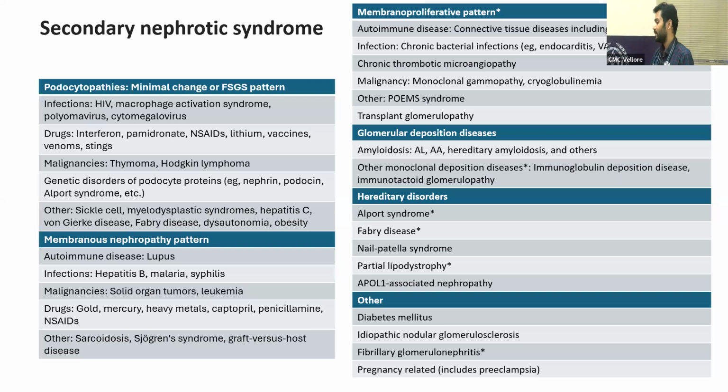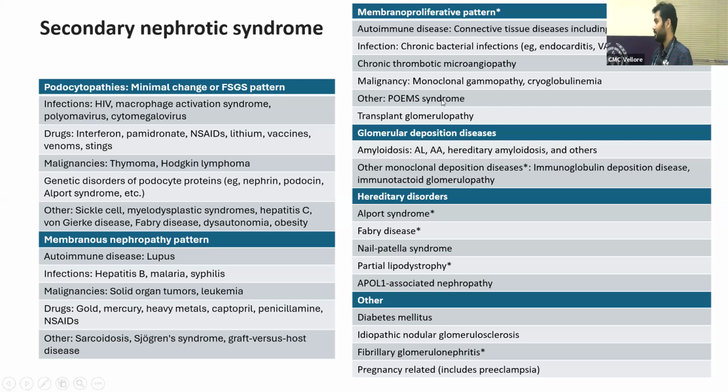Okay. And membranous nephropathy is commonly seen in lupus nephritis and secondary to some infections like hepatitis B. Whereas MPGN pattern can be seen in many of the autoimmune diseases like SLE, and even other autoimmune diseases like cryoglobulinemia also can produce, and infections. Any type of infection can present with the immune complex mediated GN, like membranoproliferative pattern. And then glomerular deposition disease.